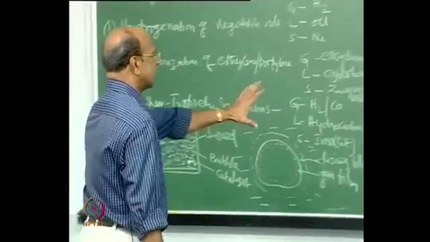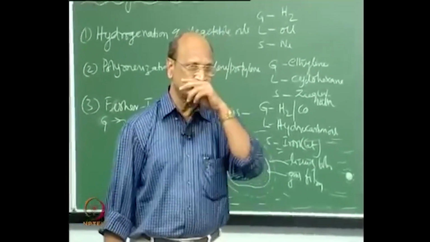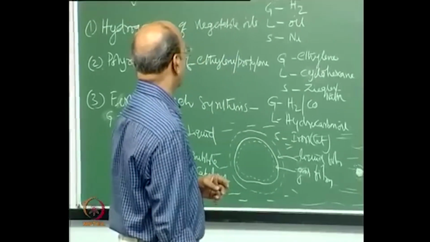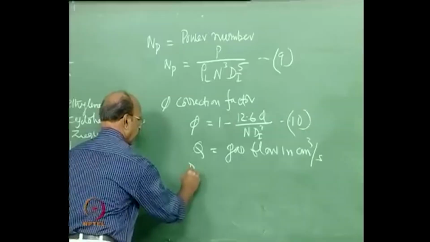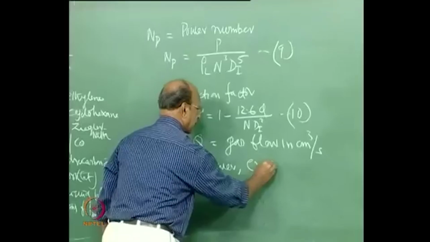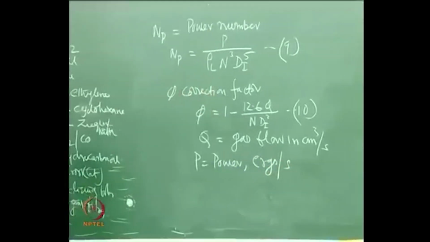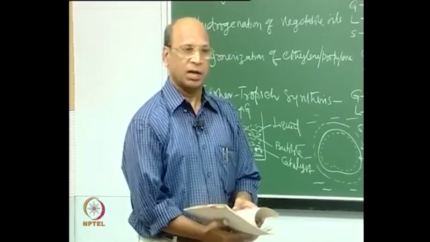Good. So, this is one correlation. There is another very simple correlation where you like it. P is power, in ergs per second. So, P equal to power, ergs per second. Anything else missing? So, that is why we have another equation for examinations.